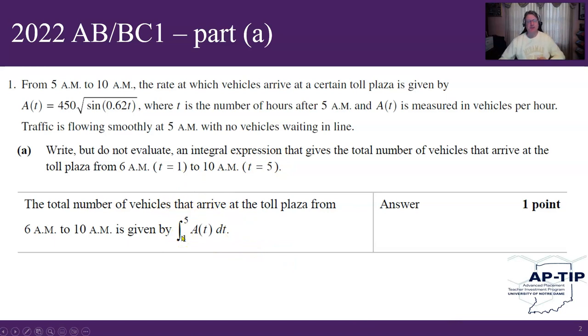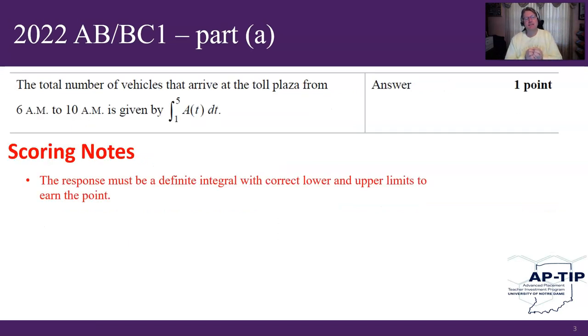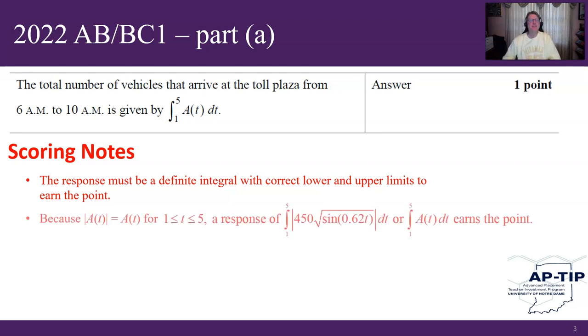Now there's a few scoring notes that we can go over to hit some of the variations that students may have given. So the response must contain a definite integral with the correct lower and upper limits to earn the point. Anything besides the 1 to 5 will not work. Unfortunately, sometimes students used the 6 to 10, but you can see that in the stem of the problem, the writers really tried to dissuade the students from doing that by listing those two t values.